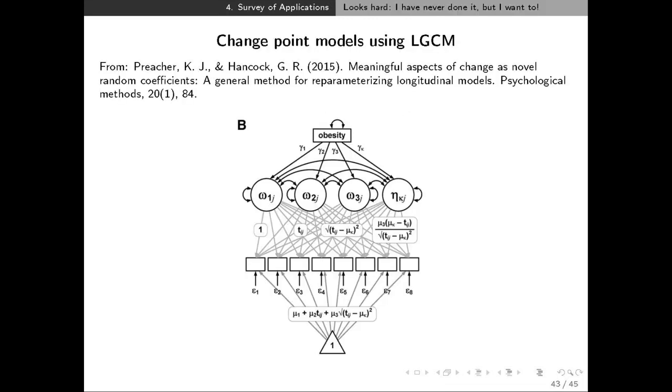So here's the picture. This is from Preacher and Hancock, 2015. Really nice paper on scolding us for using linear models as a default to look at change over time. And so in this paper, they go through many different types of alternative parameterizations for the time effect to capture nonlinear change patterns. And one of those is a random change point model. And if you can figure out how to read that paper, and they do supply code, you too can estimate a random change point model.